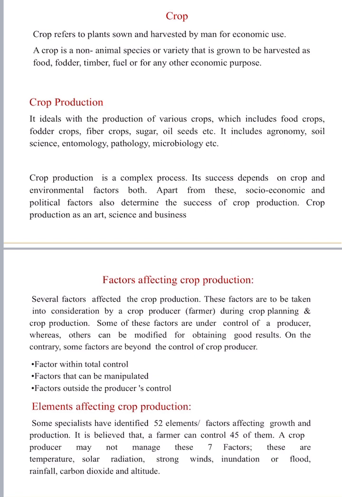Now we are going to see about the factors affecting crop production. First, a crop refers to plants sown and harvested by man for economic uses. A crop is a non-animal species or variety that is grown to be harvested as food, fodder, timber, fuel or for any other economic purpose.